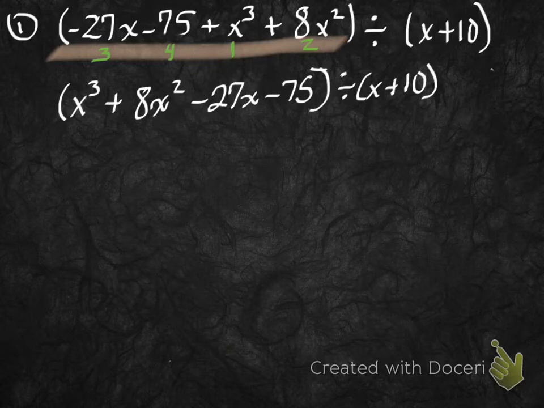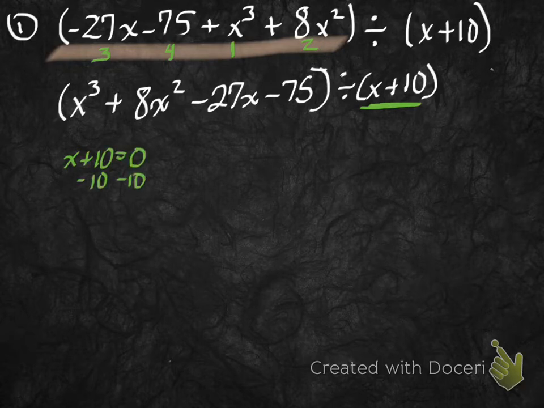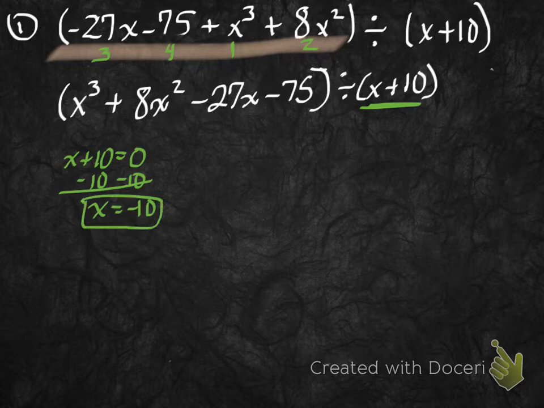Step 2 is to take the binomial that you're dividing by, set it equal to 0, and solve. When we set it equal to 0 and solve, we have to move the 10 over to the other side, making x equal to negative 10. This number is about to come into play when we're doing the synthetic division.